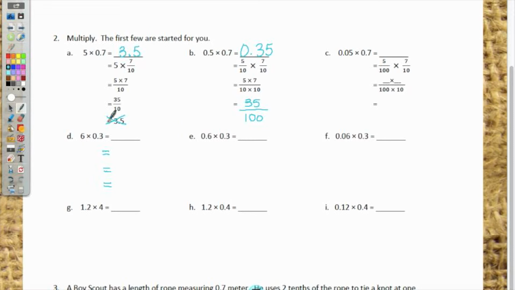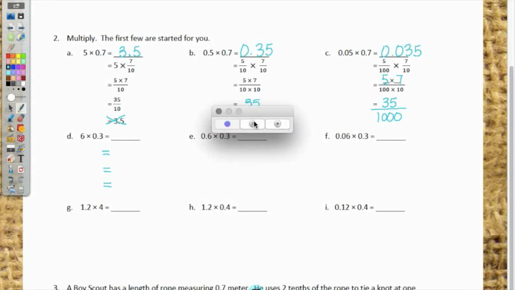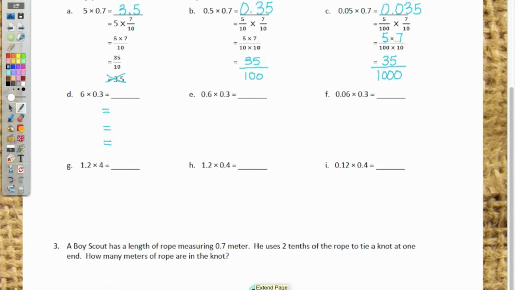Good enough? Okay, so on the next one, what am I ready for, Emily? You're ready to put the 5 and the 7. Good. And then multiply it, which is 35 over 1,000. Good. And then 0.035. Excellent. So let's take a look at D, E, and F. We'll practice those together. And then I think we'll try G. You can try G on your own and check it with mine.